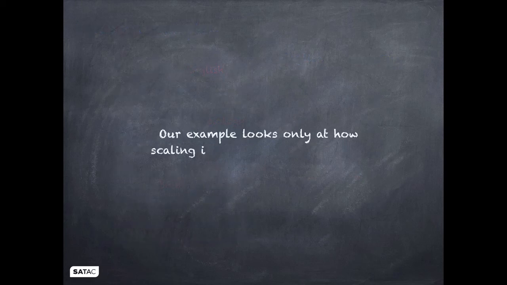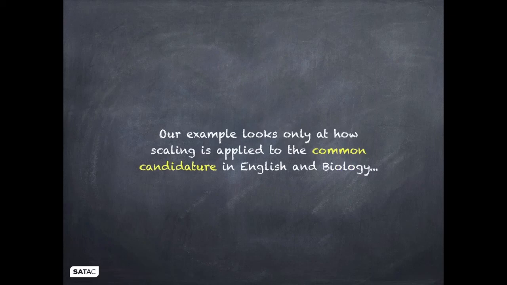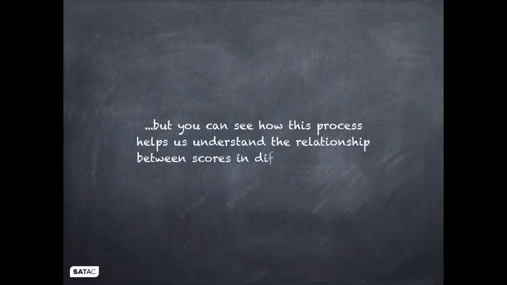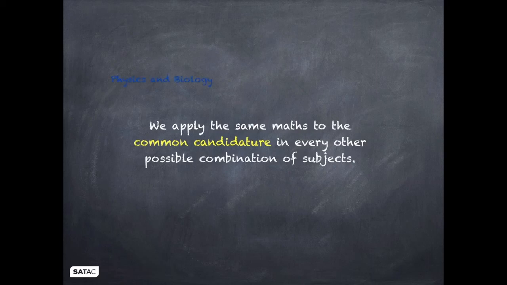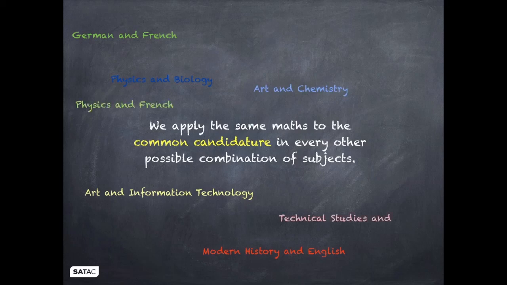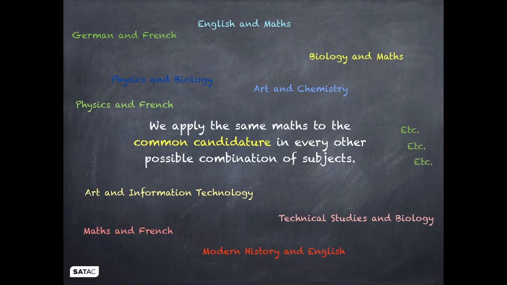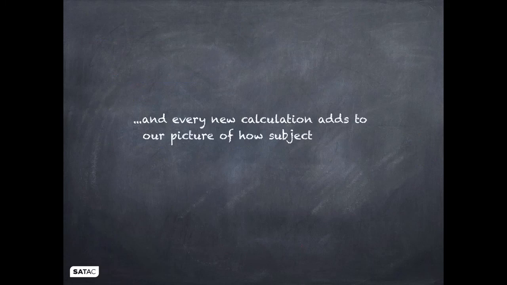Although this example looks only at how scaling can be applied to the common candidature in English and biology, you can see how this process helps us understand the relationship between scores in different subjects. We apply the same maths to the common candidature in every possible combination of subjects. For example, physics and biology, German and French, modern history and English, art and information technology, and so on. Every new calculation adds to our picture of how subject scores compare across the board.